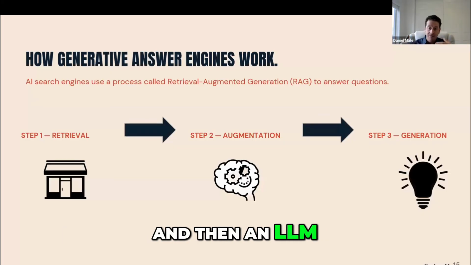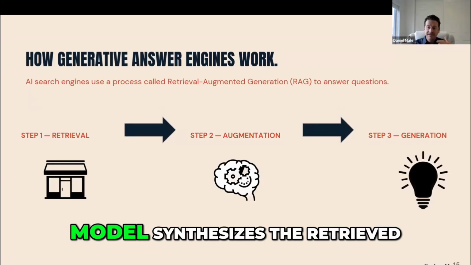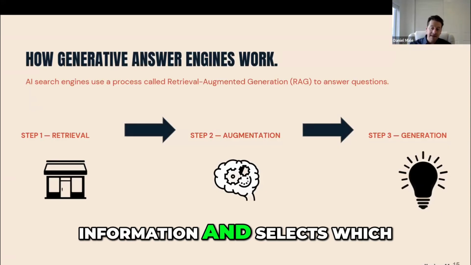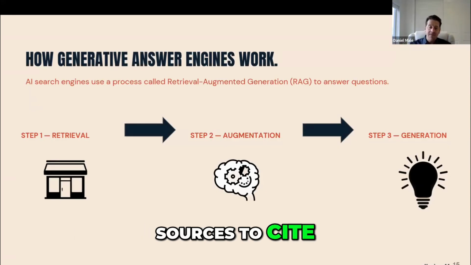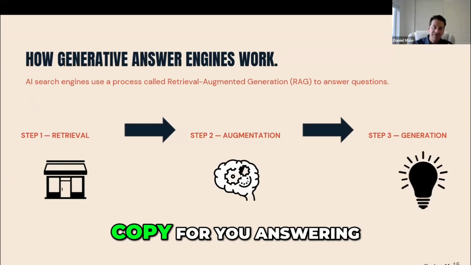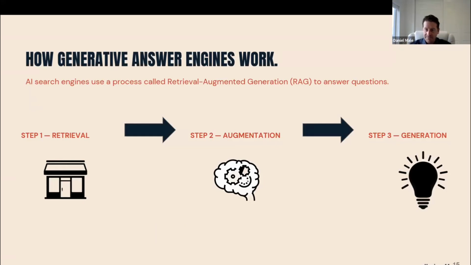And then an LLM, or a large language model, synthesizes the retrieved information and selects which sources to cite, and then generates text copy for you answering your question.